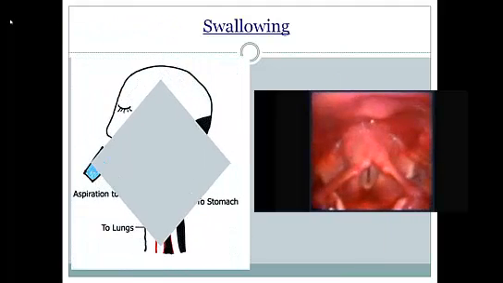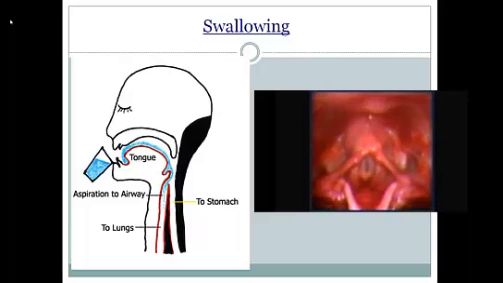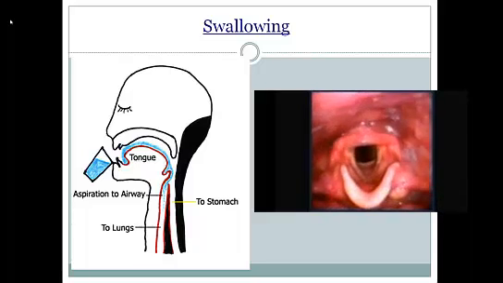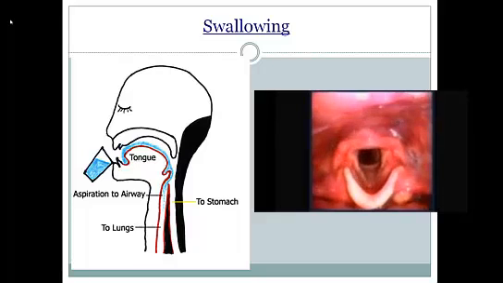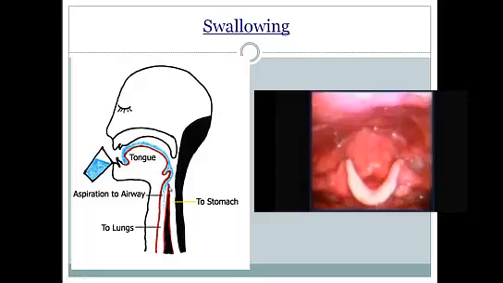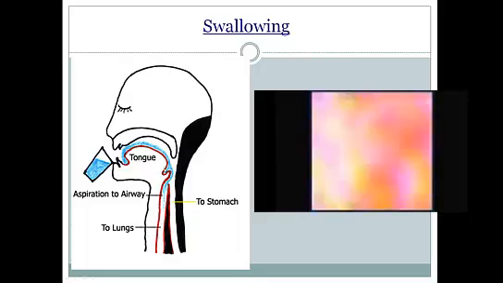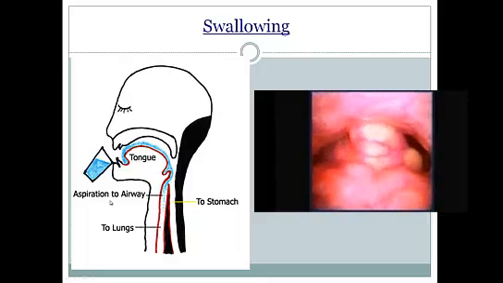Swallowing is next, and swallowing is a very important aspect of the digestive system, as we need to protect both our windpipe and our lungs. In this case, this airway was not protected, and water is actually going into the airway, which is called aspiration.